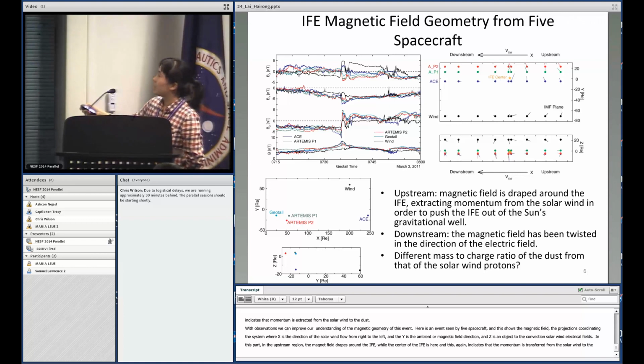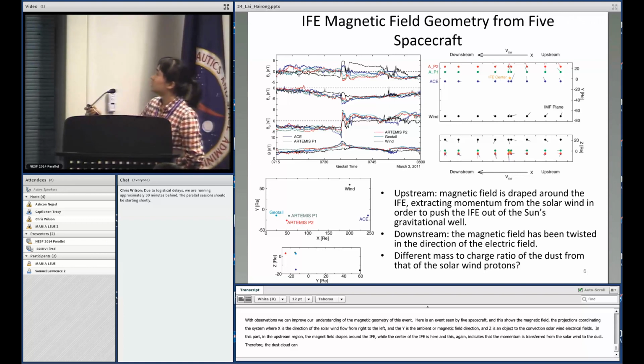Therefore, the dust cloud can move out at nearly the solar wind speed in the solar gravitational well. And in the downstream region where we believe the dust cloud is located, we see that the magnetic field has been bent in the direction of the electric field, and we suggest that this is due to the different mass-to-charge ratio of the dust from that of the solar wind protons.